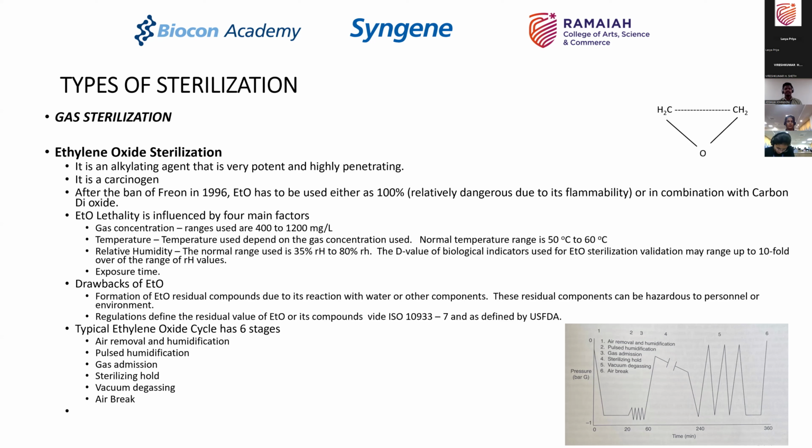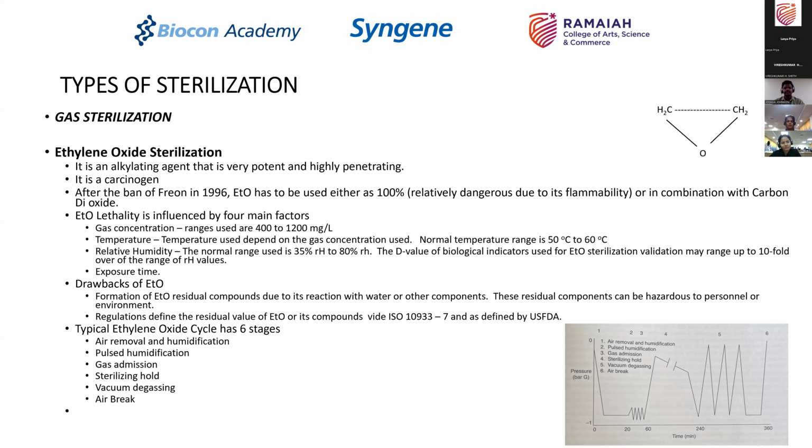When it is used as 100%, it is dangerous because it is highly flammable as well. So this is the reason why ethylene oxide, one, is a carcinogen. Second, it is dangerous because of its flammability, resulting in an issue of us having to look at ethylene oxide from a perspective of whether this is the only choice that we have for doing sterilization. Now, what are the factors which influence the lethality caused by ethylene oxide?